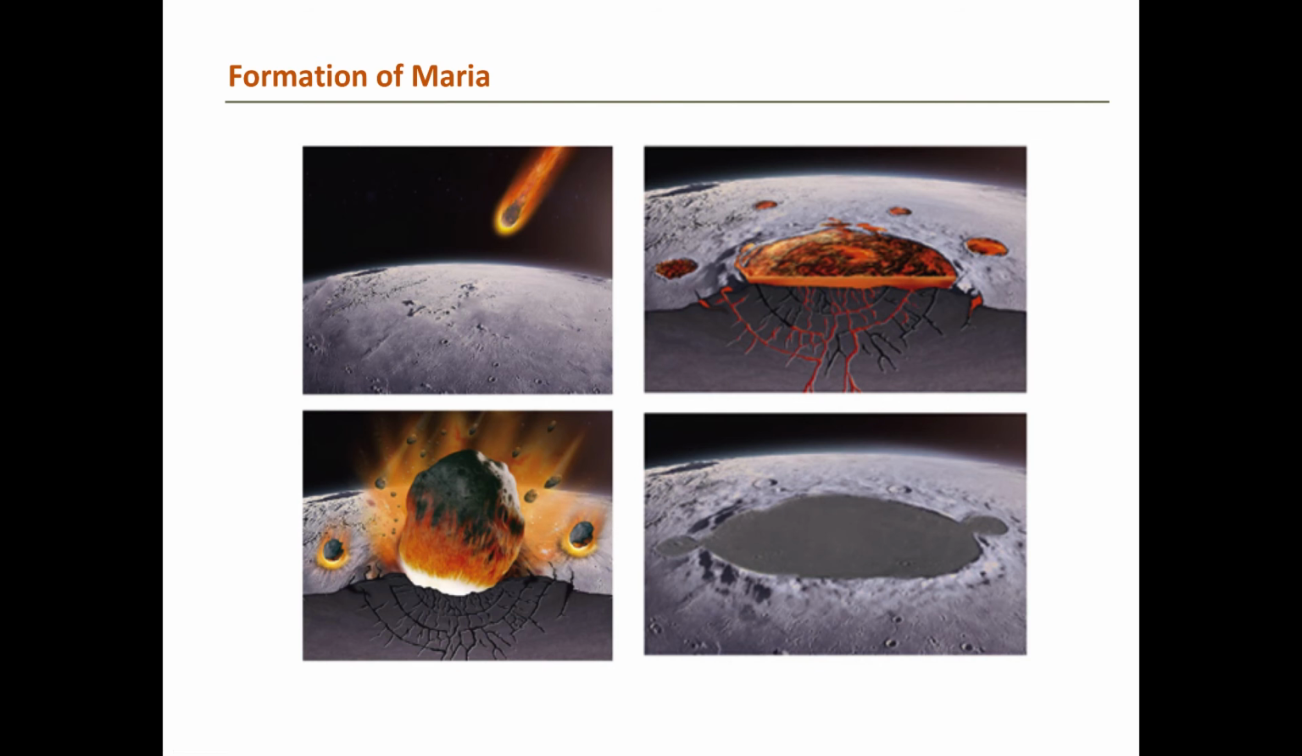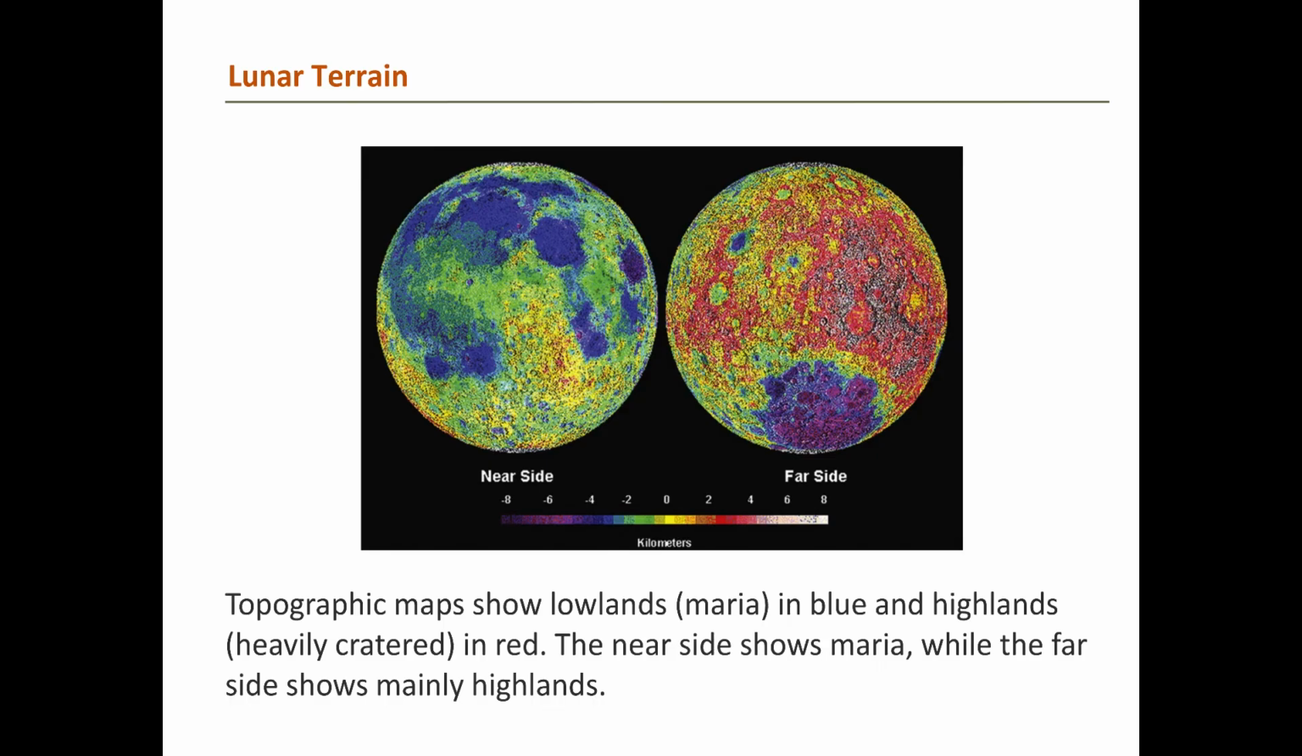Those have some really beautiful features on the moon. So you can see that we have lowlands, which are the maria. We have highlands, which are heavily cratered. You can see that in reds.